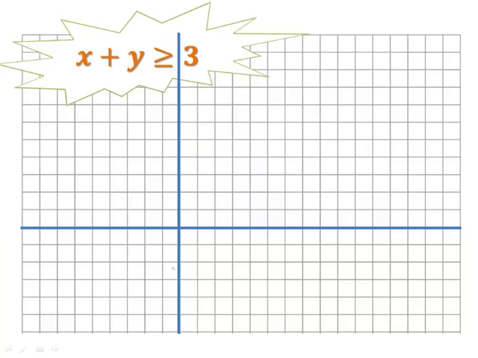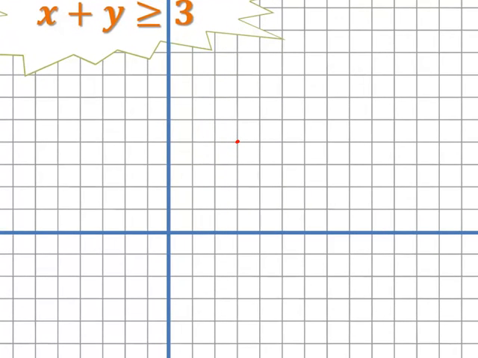We're going to consider all the pairs of x and y that satisfy this condition. To begin, let's just randomly choose a point like this one. What's this point? 3, 4. So what if x is 3 and y is 4? Does that satisfy the condition? Sure it does. 3 plus 4 is 7. That's greater than 3.